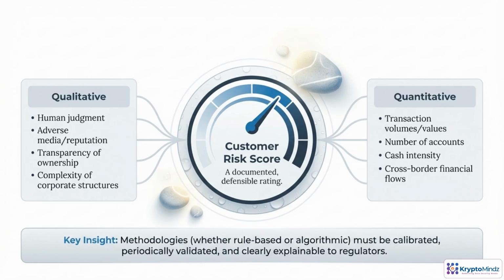A solid customer risk score blends expert judgment with hard data. On the qualitative side, analysts consider reputation and adverse media, transparency of ownership, how clear the business model is, and whether the structure looks unusually complex. Quantitative inputs come from numbers: transaction volumes and values, number of accounts, cash intensity, and cross-border flows. Whatever methodology you use, regulators expect it to be documented, consistently applied, regularly backtested, and simple enough to explain and defend in plain language.